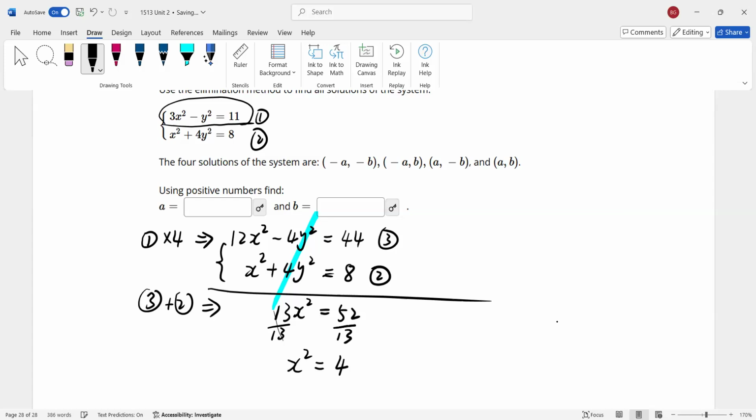That is 4. And when x squared equals 4, remember our square root property: if x squared equals a, then x equals plus or minus root a. We apply the square root property here. We have x equals plus or minus root 4, which is plus or minus 2. All right, so we have two solutions, two values for variable x.